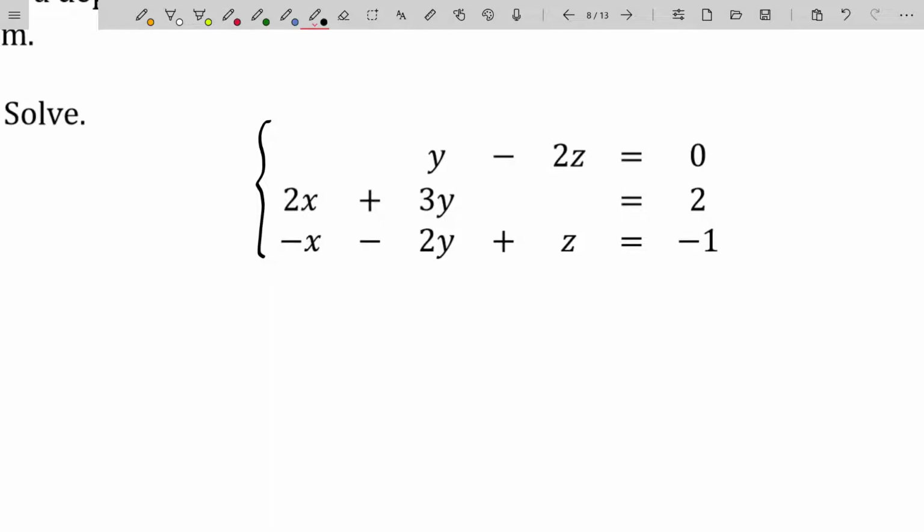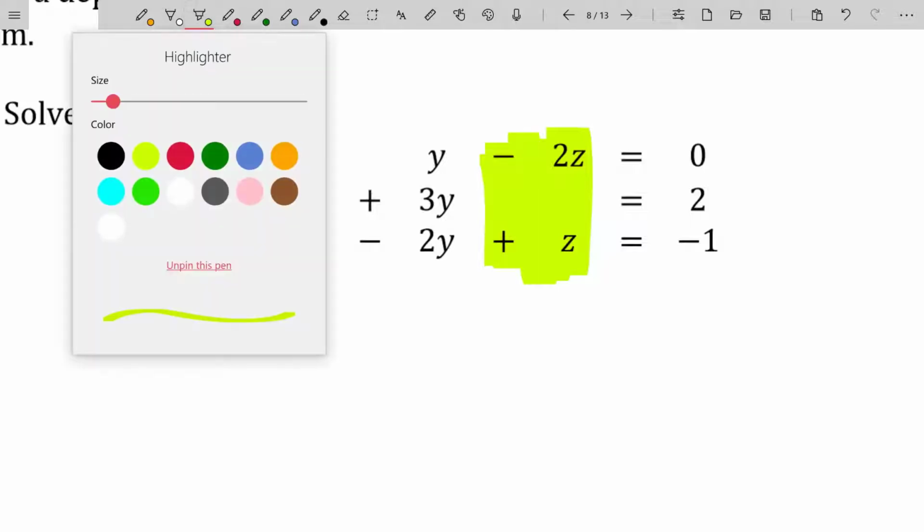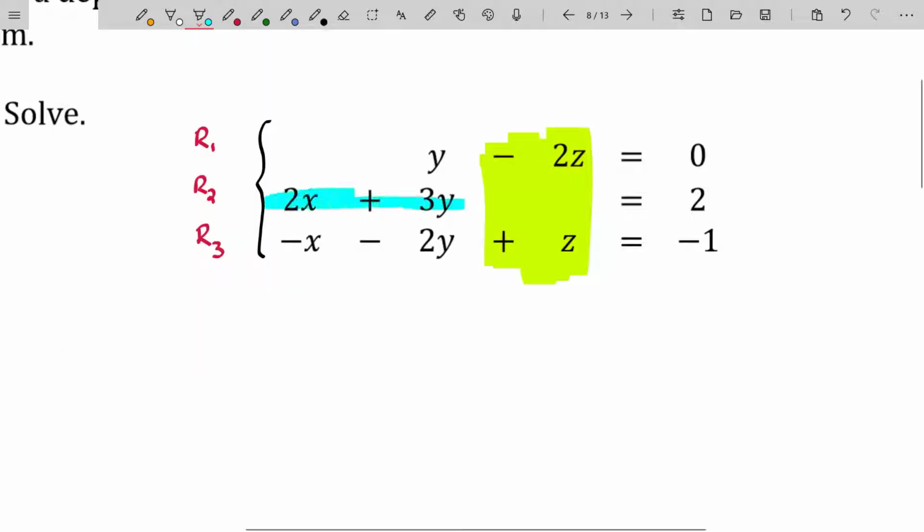All right, so I'm going to call these row 1, row 2, and row 3. And I'll decide to kill off the variable z. And I only really need to do it once, because when you kill off z once, you can then use the second equation there, the one that only involves x's and y's, to find out what x and y are. Let me show you what I mean by that.